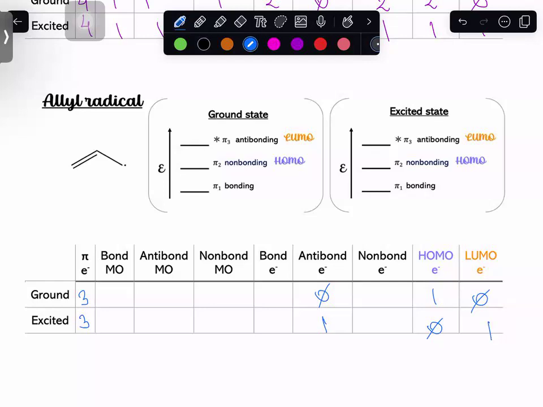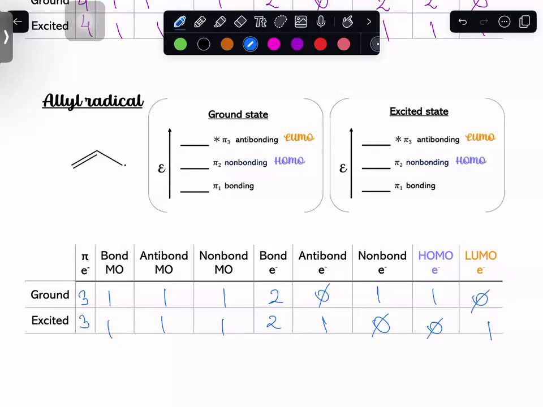That's the one that was provided. It's 1. What about anti-bonding orbitals? And same for bonding. How many bonding electrons in the excited state? Ground state? 2 as well. Non-bonding electrons in the excited state? Ground state? 1. Okay. How easy was that?